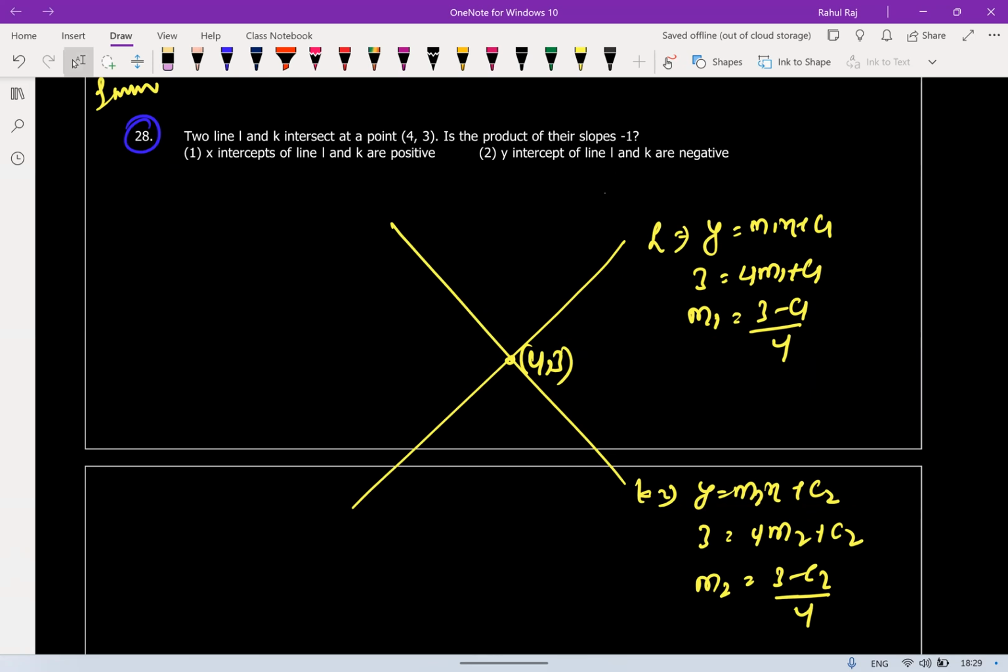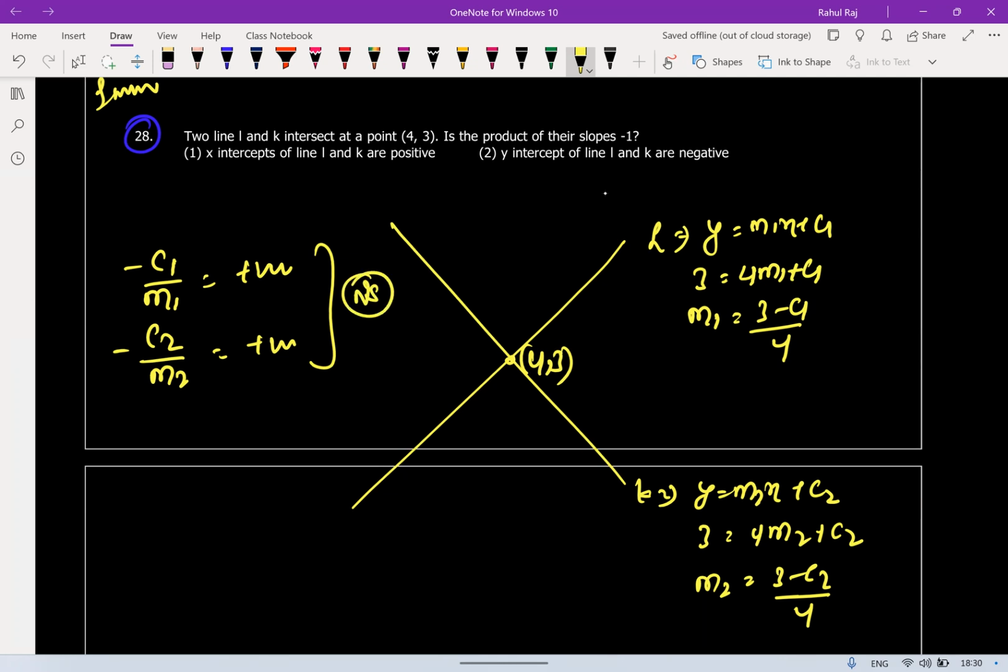The question is asking, is the product of their slopes negative 1? This is what I can do maximum by looking into option number 1, which says the x-intercepts of lines L and K are positive, which means minus c1 by m1 is positive and minus c2 by m2 is positive. I don't know whether the negative sign is from c1 or m1. We are not sure of anything from it. We cannot be very sure what is the sign of m1. So not sufficient.